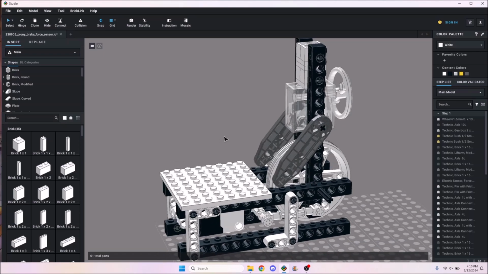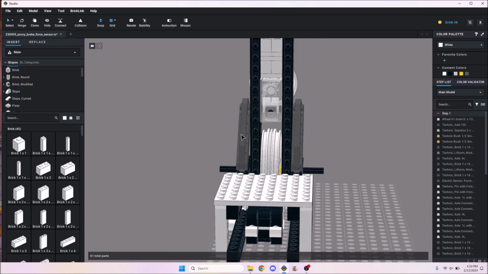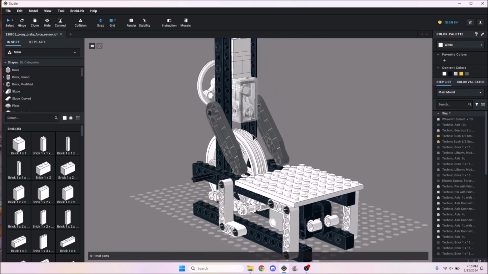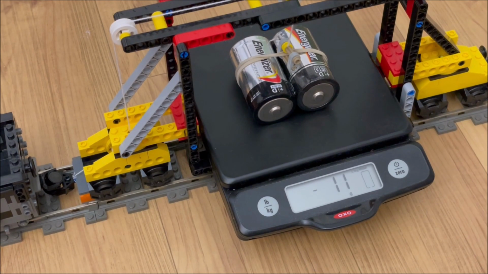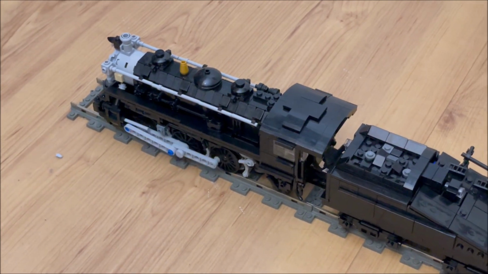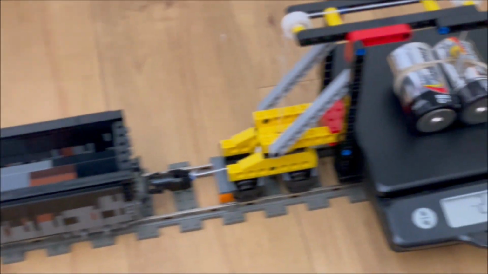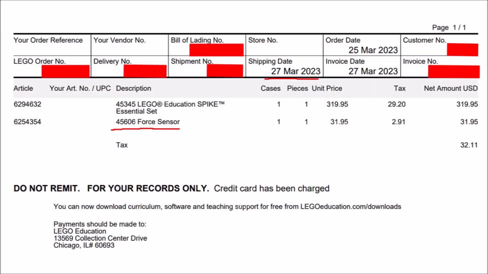So the TLDR, it ain't great. It isn't that accurate, especially below 2 newtons, and it isn't that precise either. Why couldn't LEGO have made this better than a cheap kitchen scale? It could be anything from use case to form factor requirements. There is a small chance our unit could be defective, but it was new and it was very lightly used.